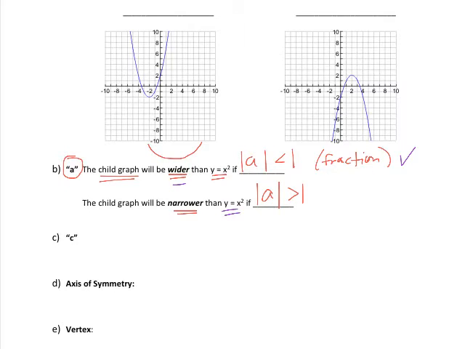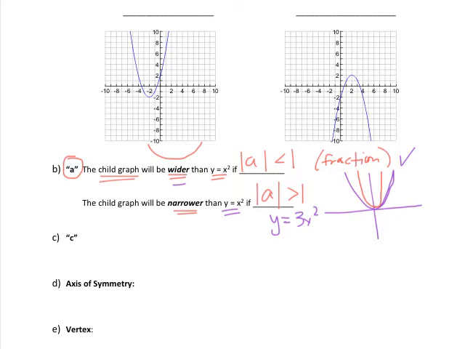original parent function. So if I can give you an example of that, if the parent function looks like this, okay, then when we have something that looks more like y equals 3x squared, it's going to end up being a more narrow graph like this. And you may remember that from some of the examples we've done in previous notes or even in your classwork, in your assignments.